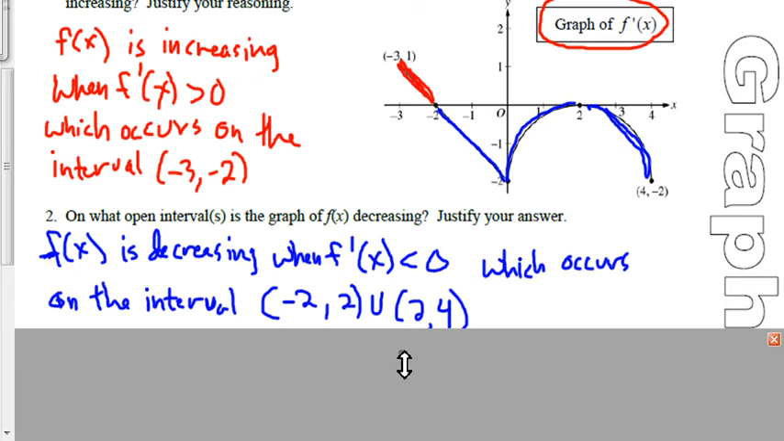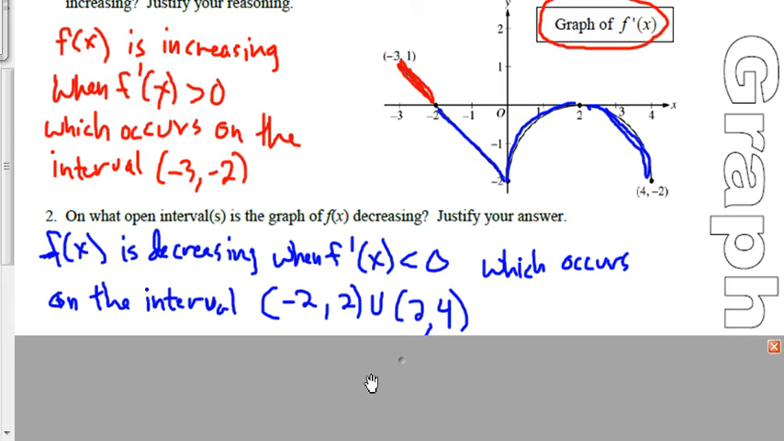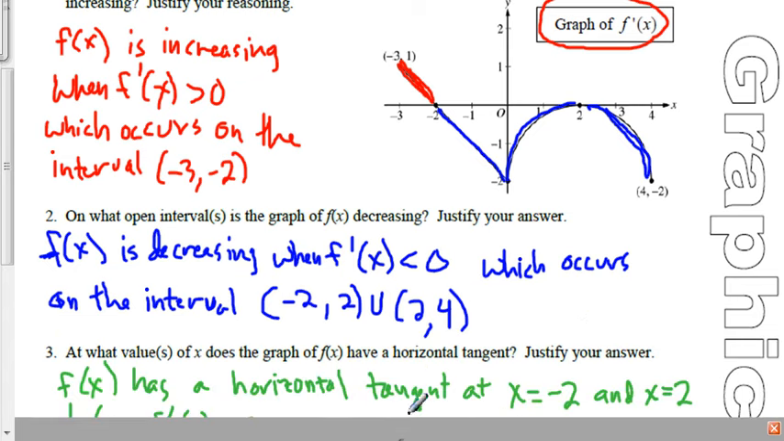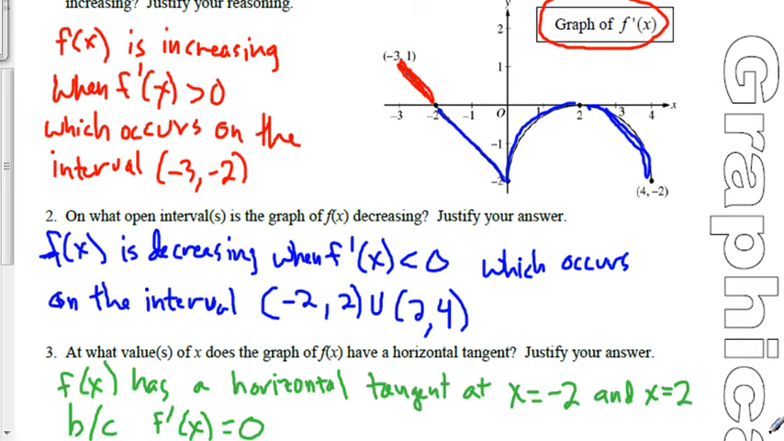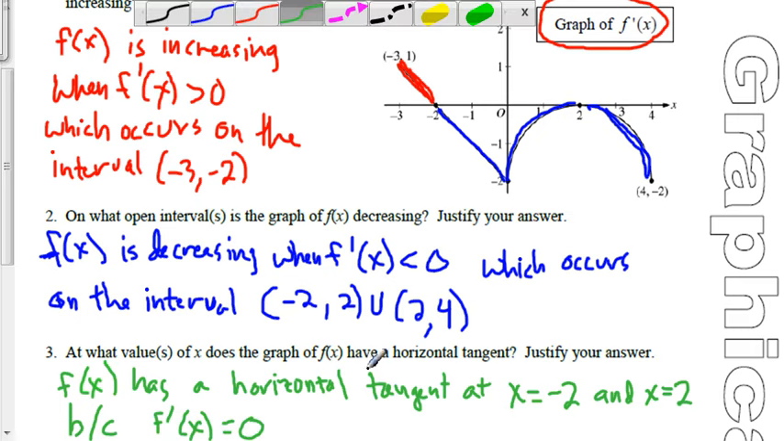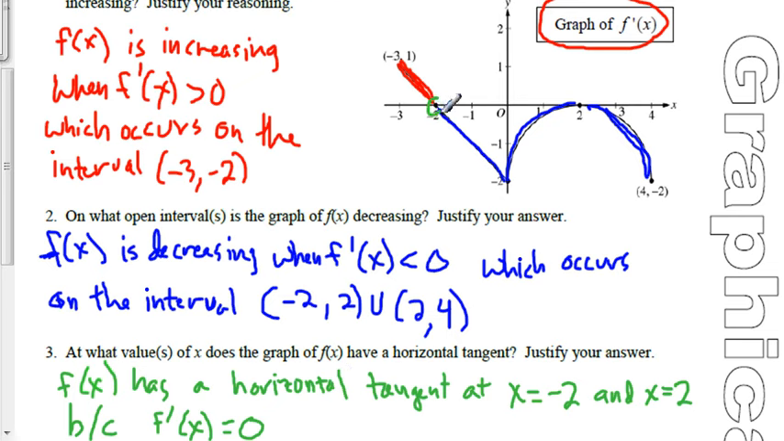And why it's not at -2 and +2 kind of answers question 3. At what values of x do we have a horizontal tangent on the original function? Well, the horizontal tangent is going to occur at the zeros. So when the derivative is 0, then I have a horizontal tangent, and that's at -2 and +2.